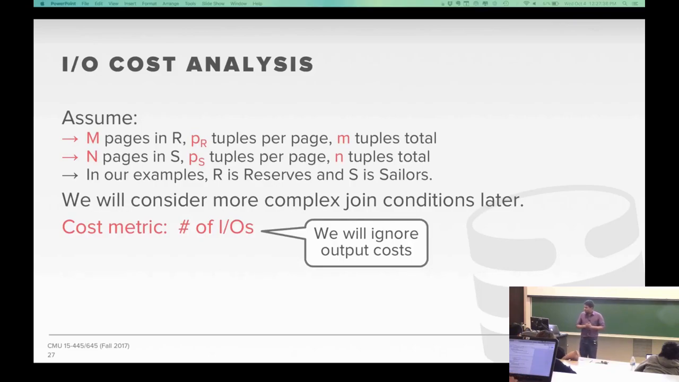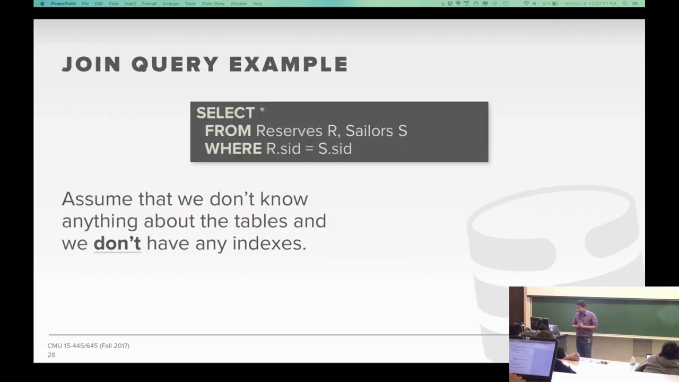So here's an example join query, the simplest one probably. You just join these two tables on their common attribute, the sailor ID attribute. Assume that we don't know anything about the actual tables, and let's also assume that there are no indices on the tables, particularly on the SID attribute. So how can we execute this join operation?